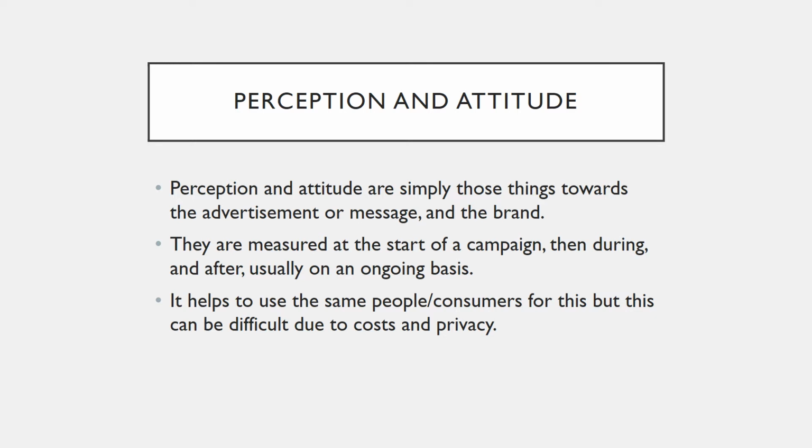Perception and attitude. Perception and attitude are simply those things towards the advertisement or message and the brand. They are measured at the start of a campaign, then during, and of course after, usually on an ongoing basis. It helps to use the same people or consumers for your research, but this can be very difficult and costly and may not be the best path in the privacy age we're in currently. So perhaps one way to do perception and attitude is to look at it broadly across the brand and measure that effect going forward.